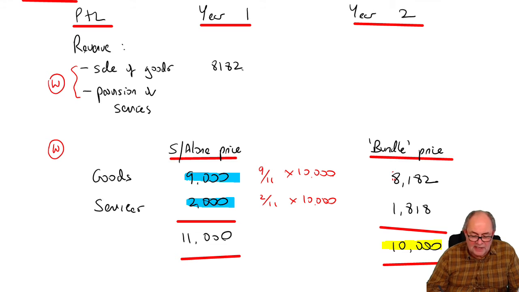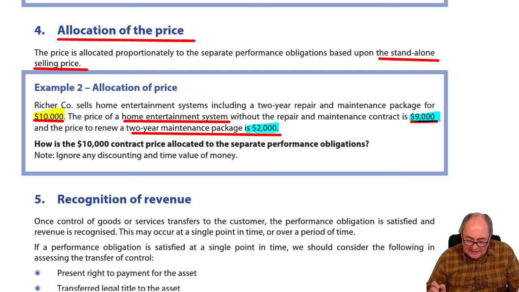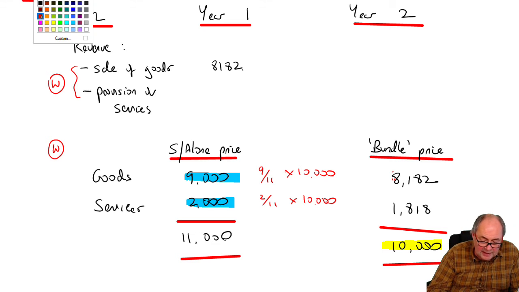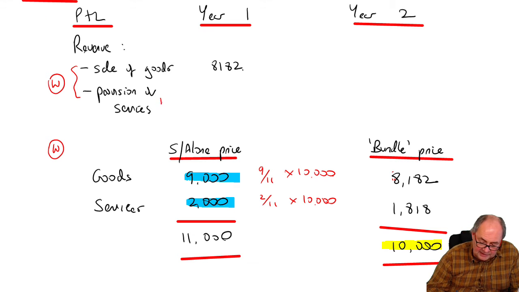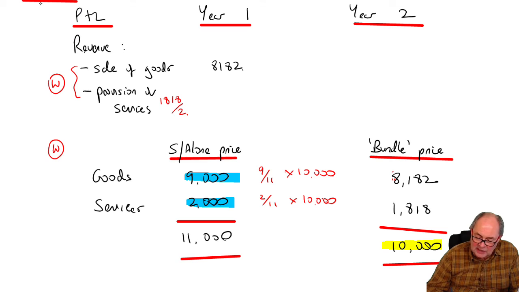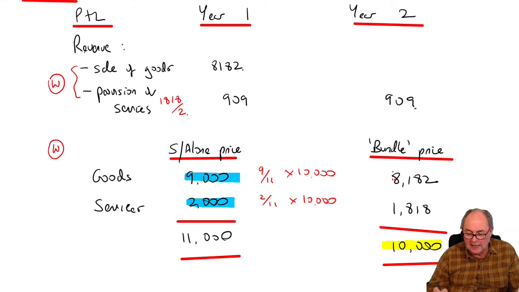The services are to be provided over 2 years. So it's a 2-year maintenance package, so I'll recognise half each year. So each year I'll recognise 1818 over 2. 1818 would be 909 in the first year and 909 in the second year.